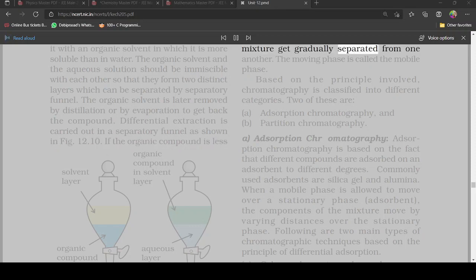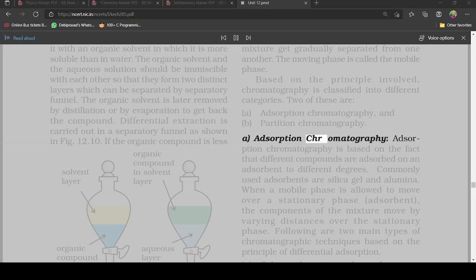The components of the mixture get gradually separated from one another. The moving phase is called the mobile phase. Based on the principle involved, chromatography is classified into different categories. Two of these are A. Adsorption chromatography and B. Partition chromatography.